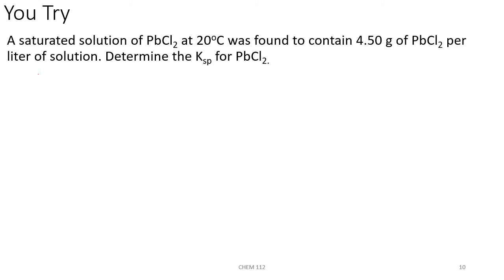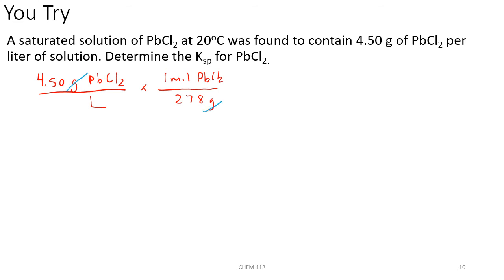Starting off with our 4.50 grams of the lead 2 chloride per liter, we can convert that into the molar solubility by converting the grams of lead 2 chloride into moles of lead 2 chloride. 1 mole of lead 2 chloride is equal to 278 grams. This way our grams will cancel and we'll be left with moles per liter. This gives us 0.0162 moles per liter of our lead 2 chloride. This is our molar solubility.